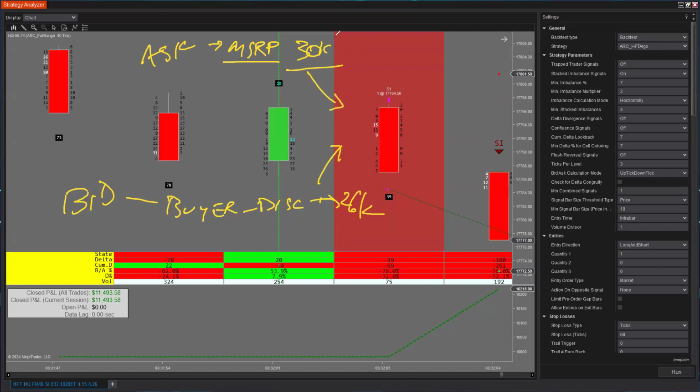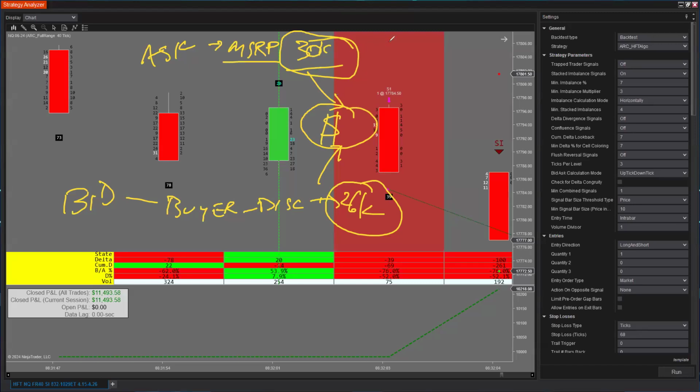Odds are the seller is not getting their MSRP price. And also odds are you as the buyer are not getting your discount price. Somewhere in the middle is where that transaction is going to take place. Well, the same thing is true of the markets. That's how the markets move.